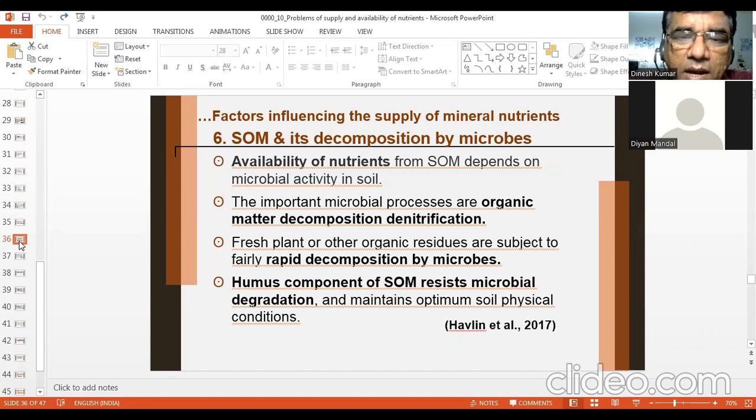microbial processes. And fresh plant or other organic residues are subject to fairly rapid decomposition by microbes. The humus component of soil organic matter resists microbes. So ultimately, your organic matter is converted to humus, which is permanently stored in the soil for a long term. And before that, when mineralization and decomposition happen, a lot of nutrients are released from the organic matter. So those nutrients can be easily taken up by the soil solution. They will go to the soil solution. So higher decomposition and more organic matter addition, in general, will give you more nutrient release.